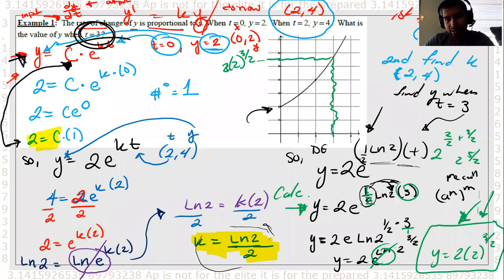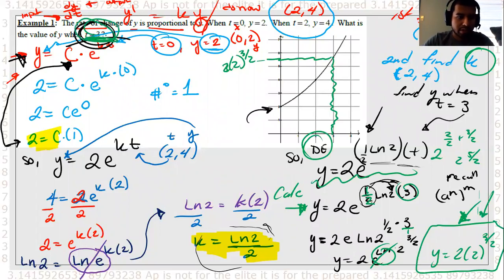Okay, any questions? I guess the point is this right here, guys. You need to find C, find K, and find the differential equation. And then they'll give you some point. In this case, our point was t equals 3.